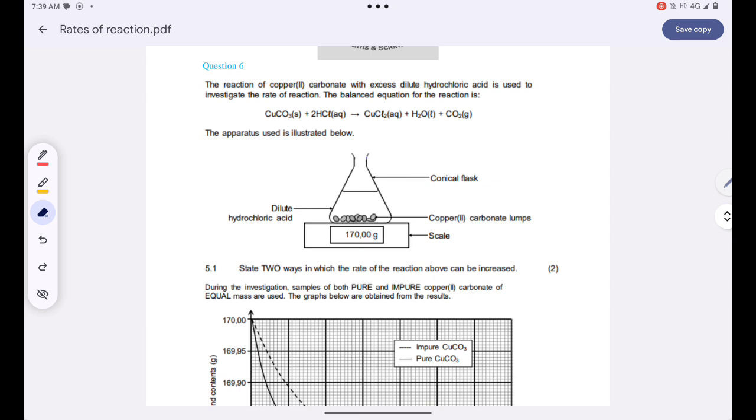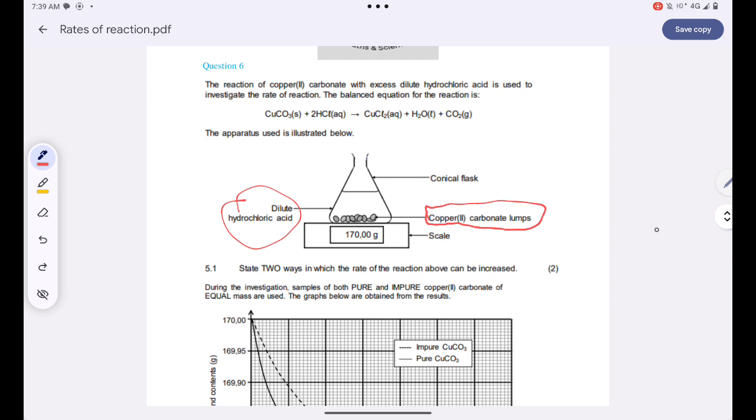Okay, the reaction of copper(II) carbonate with excess dilute hydrochloric acid is used to investigate the rate of reaction. The balanced equation for the reaction is given below. The apparatus used is illustrated below. We have our conical flask, and inside our conical flask we have our dilute hydrochloric acid, which is in excess, and we also have the copper(II) carbonate lumps as well. Are you together?